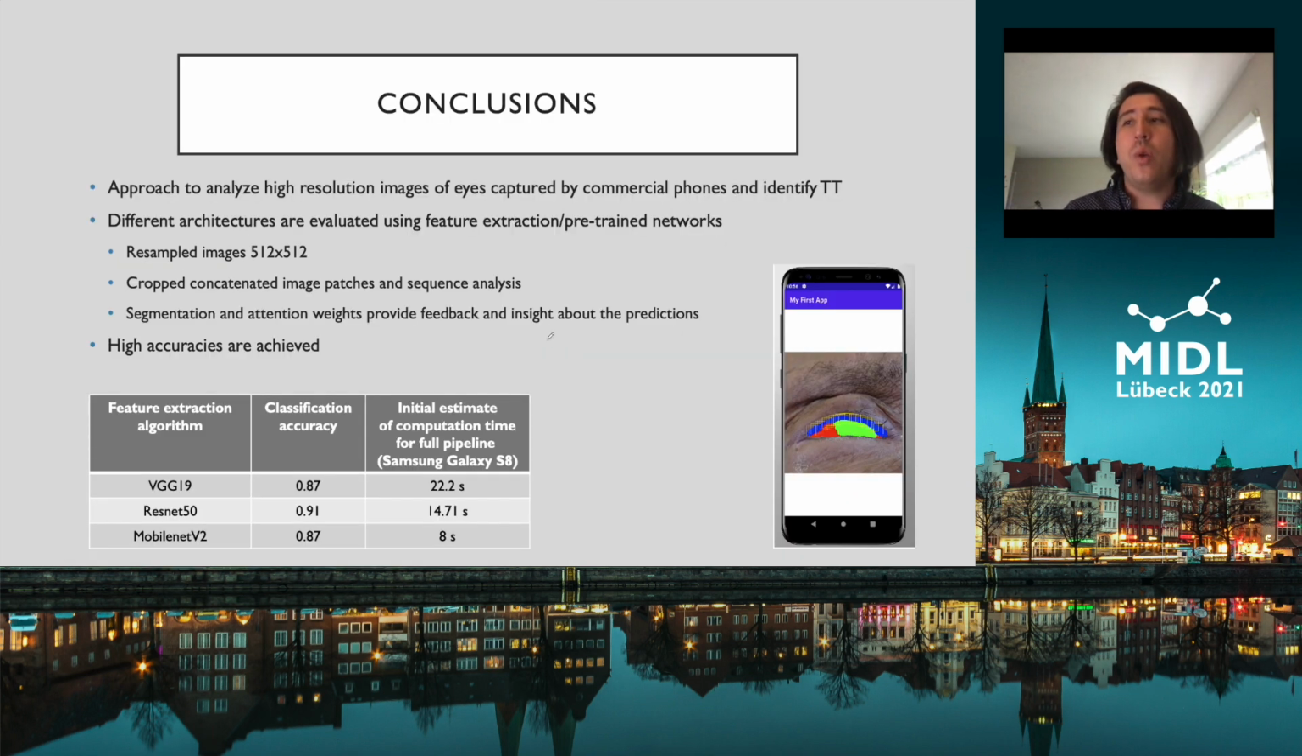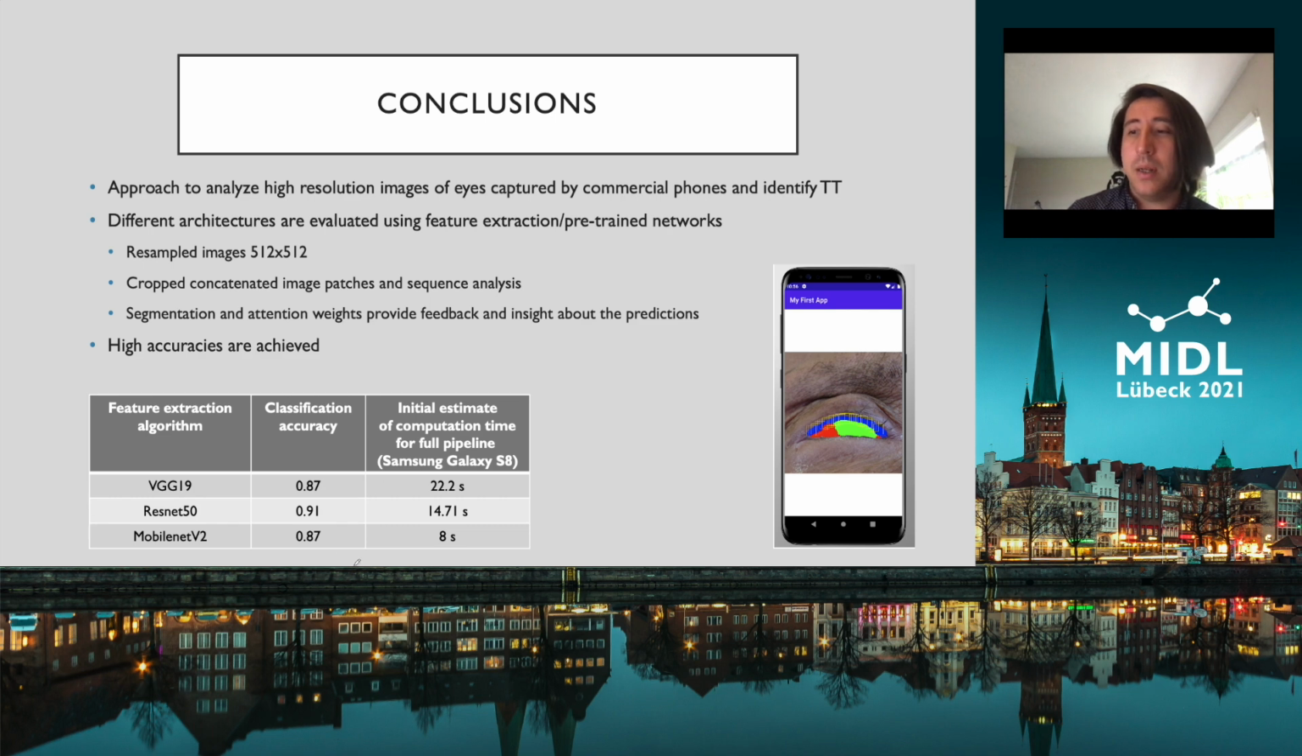So in conclusion, we have an approach that analyzes the high-resolution images captured by commercial phones. We have tested different architectures. First, we tested by just simply resampling the images, but then we decided to focus only on the upper eyelid region using the full resolution images, the full resolution as possible, and we have much better results using this approach.